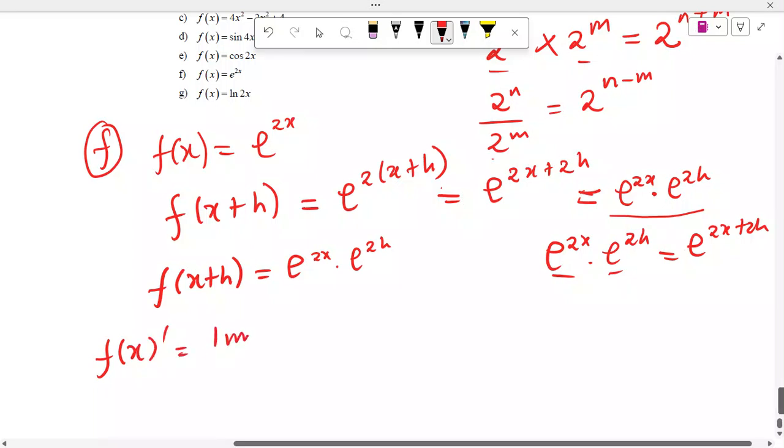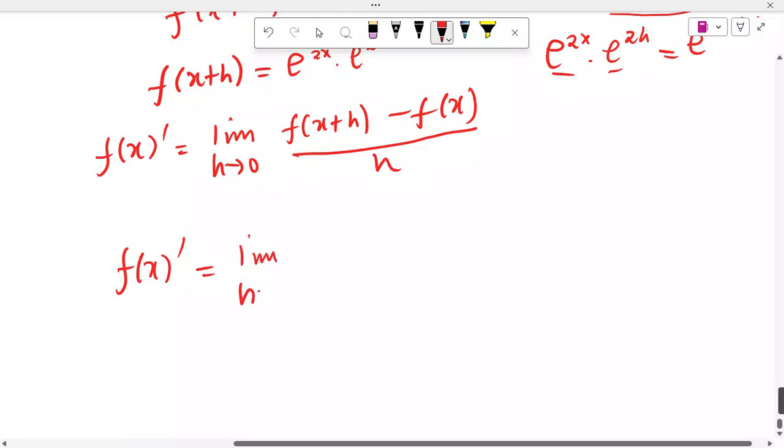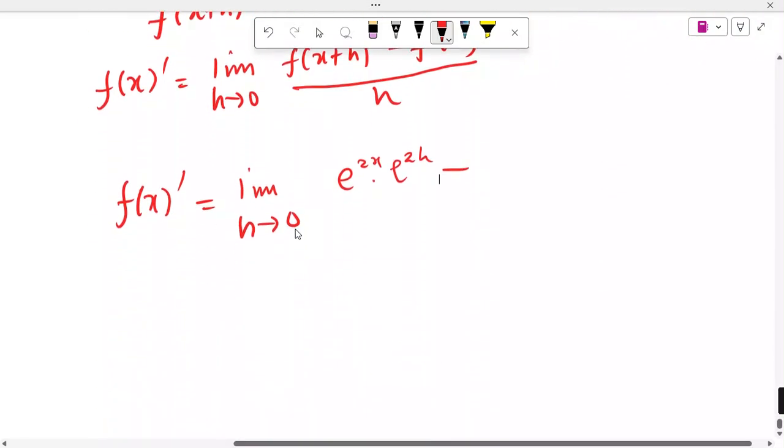f prime of x equals the limit as h approaches 0 of f of x plus h minus f of x, divided by h. Okay, so this is the same as f prime of x equal to the limit as h approaches 0. What is our f of x plus h? So this is e to the power 2x dot e to the power 2h. So minus, what is our f of x? E to the power 2x. So this is e to the power 2x over h. Okay.